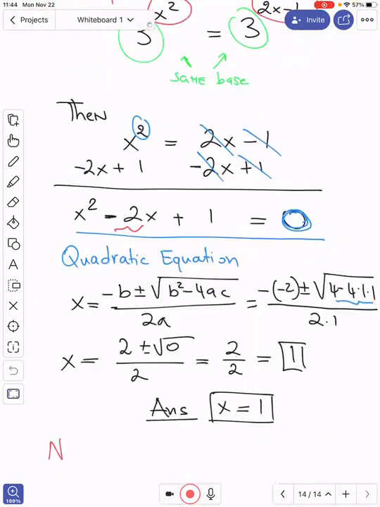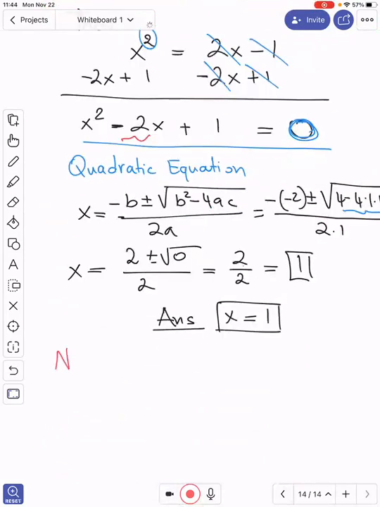So of course, the next question is, how do we solve an exponential equation when we have a different base, right? But before that, let's just do an exercise. Please try to solve for x.